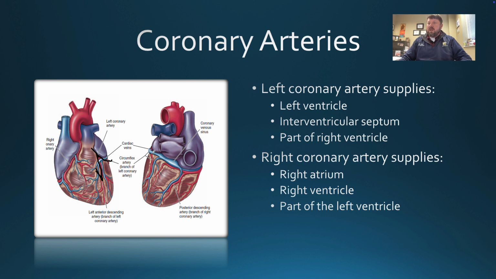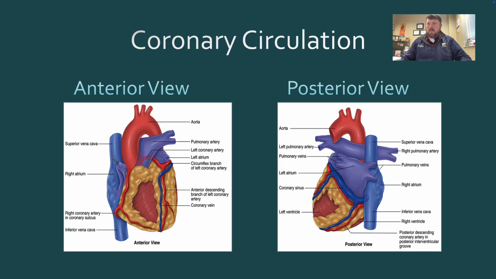Sometimes the circumflex artery can actually come around and supply the inferior portion of the left ventricle. But again, going back to what I mentioned earlier, the right coronary artery will often supply portions of the left inferior wall as well. Here's just another view of what we just discussed.